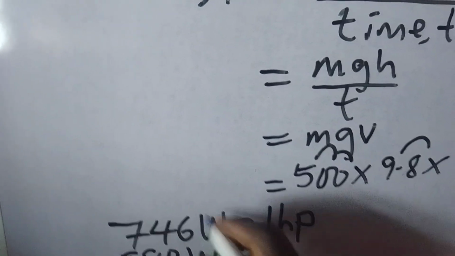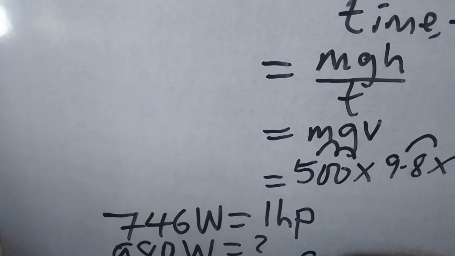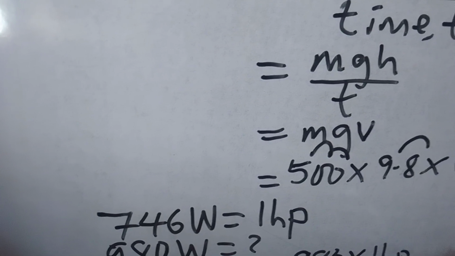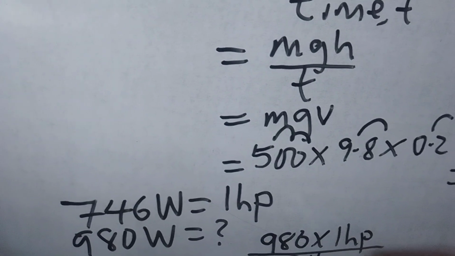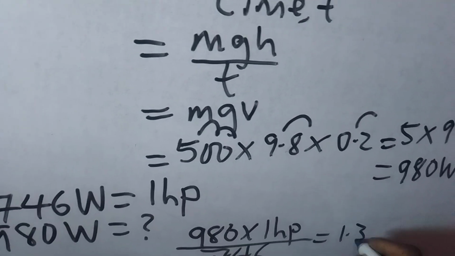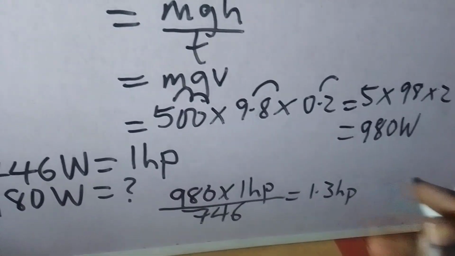So in that case, if you cross multiply, you have that 980 times 1 horsepower is equal to 746, and if we calculate that, we get 1.3 horsepower, and that is the final answer.